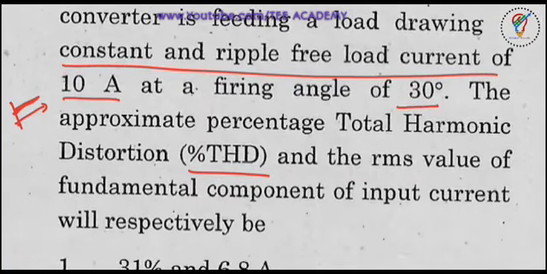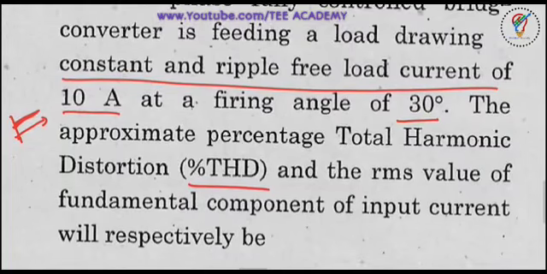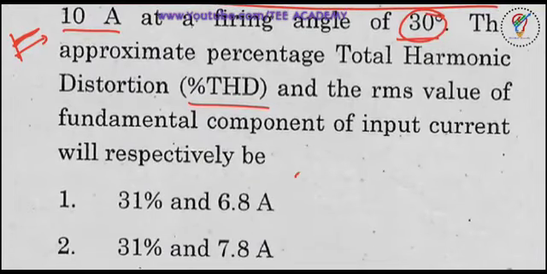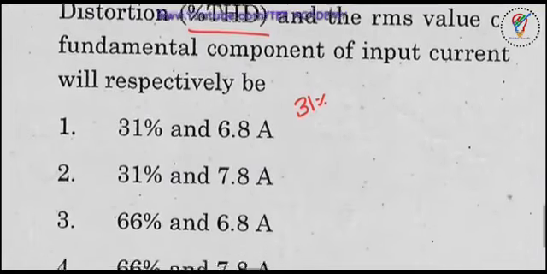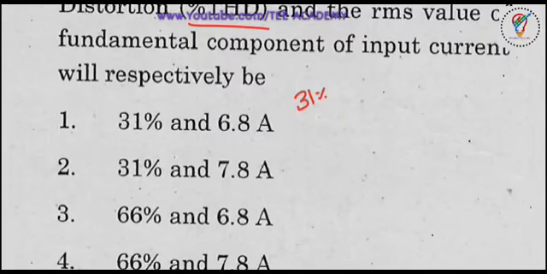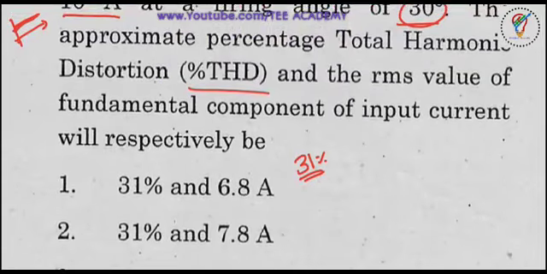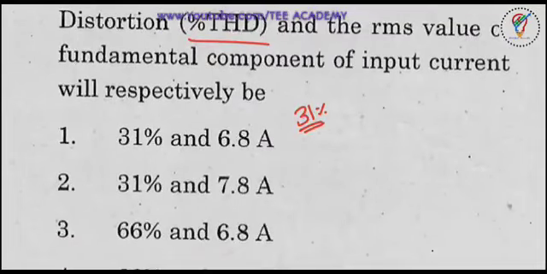The approximate percentage of total harmonic distortion and the RMS value of the fundamental component of the input current will be, respectively, what? Remember here that total harmonic distortion is independent of the firing angle, so it will remain at 31% only. That's why in the options they gave 31%, 66%. So 31% will remain the same. Total harmonic distortion will not change. It depends only upon the waveform, not on the RMS value or firing angle.